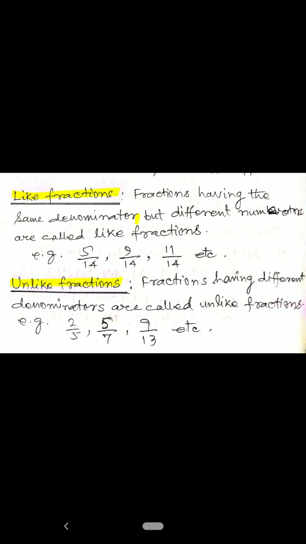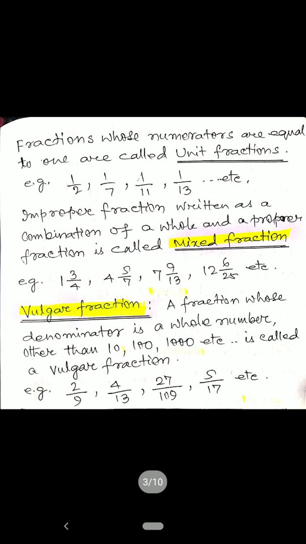Unlike fractions. Fractions having different denominators are called unlike fractions. For example, 2 by 5, 5 by 7, 9 by 13, etc. Here denominators are different: 5, 7, 13. So these fractions are called unlike fractions.